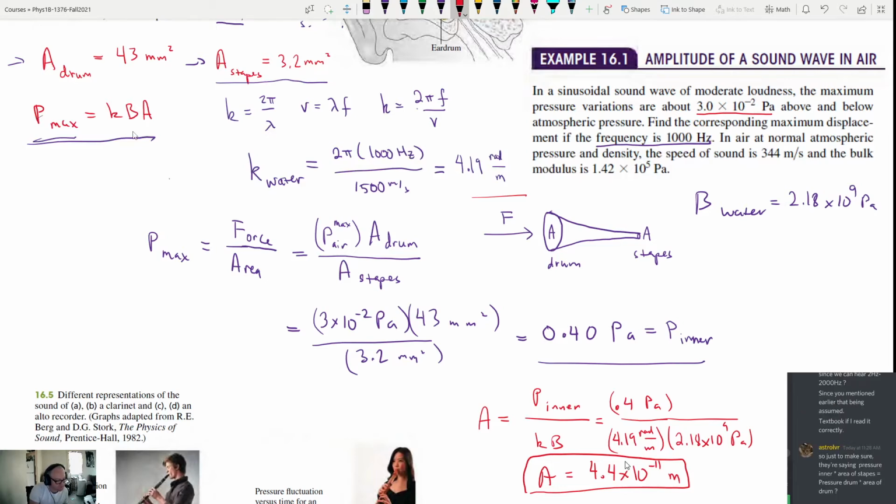It depends. Do you know where it was? Just make sure. They're saying that the pressure of the inner ear times the area of the stapes equals... Yes, that's right, Astrolover. That's right. That number... Okay.